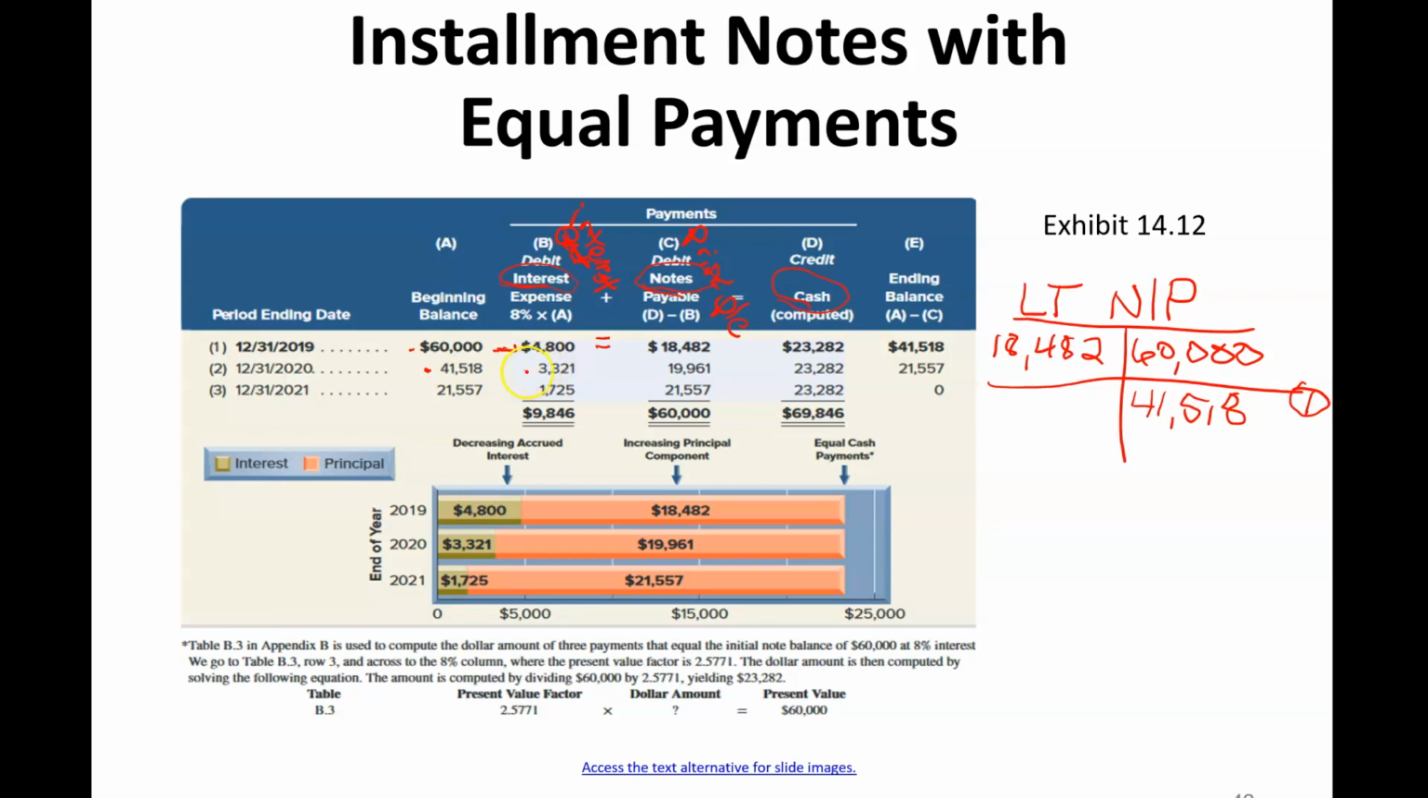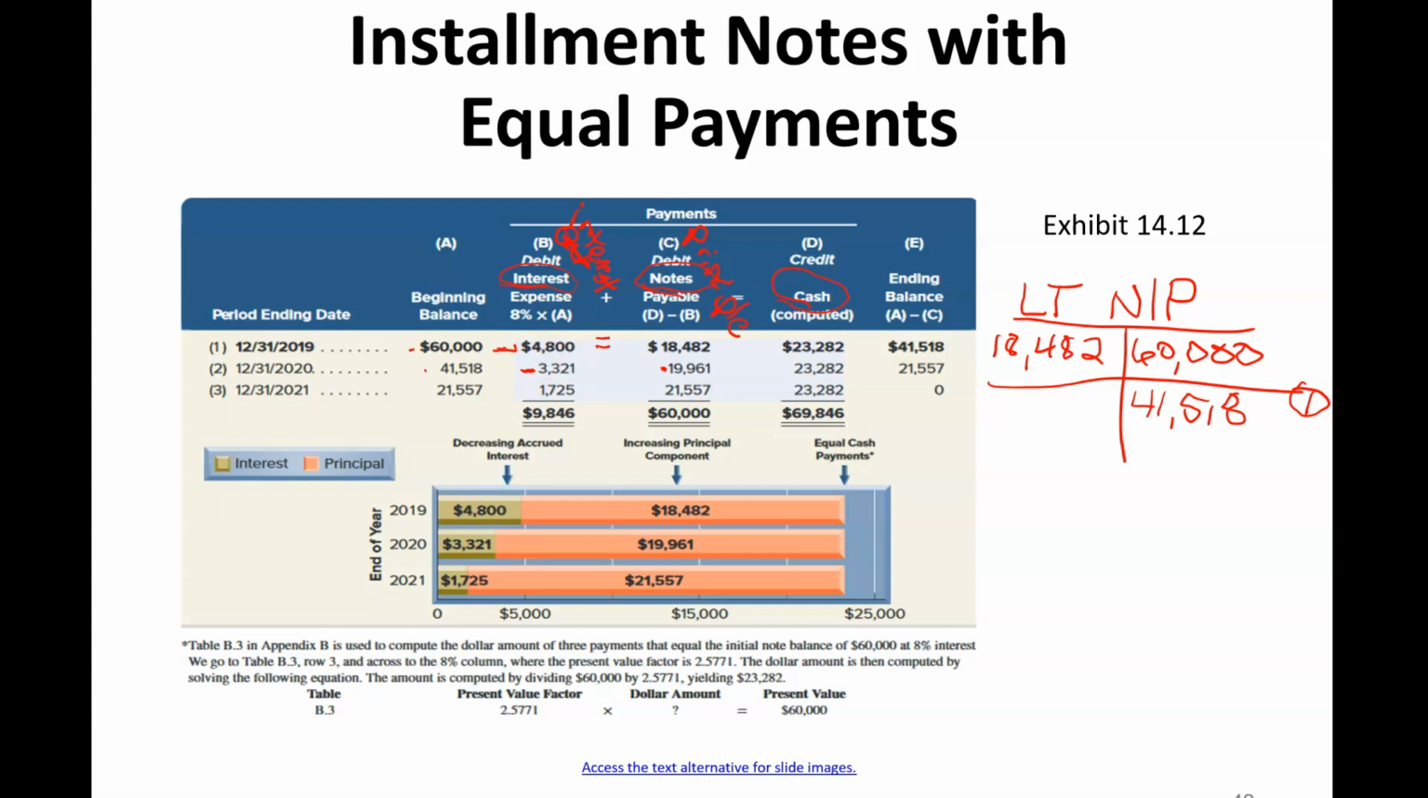That will give you the $3,321 in interest. We are still making the same payment of $23,282. But because the balance that we owe is decreasing, more is going towards principal and less is going towards interest. So out of the $23,000 payment in year two, $19,961 goes to principal, and $3,321 goes to interest.